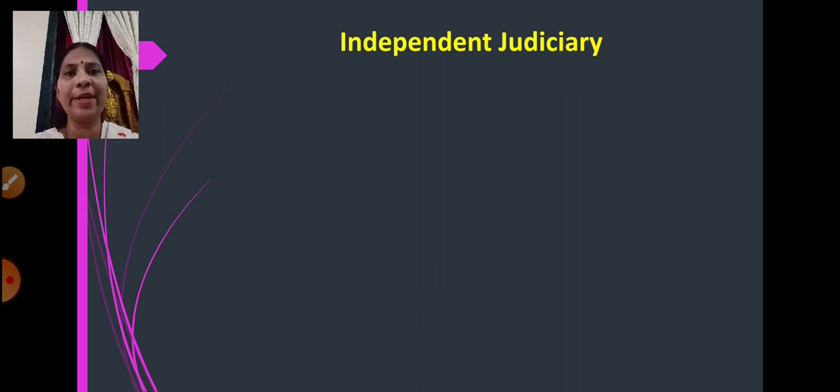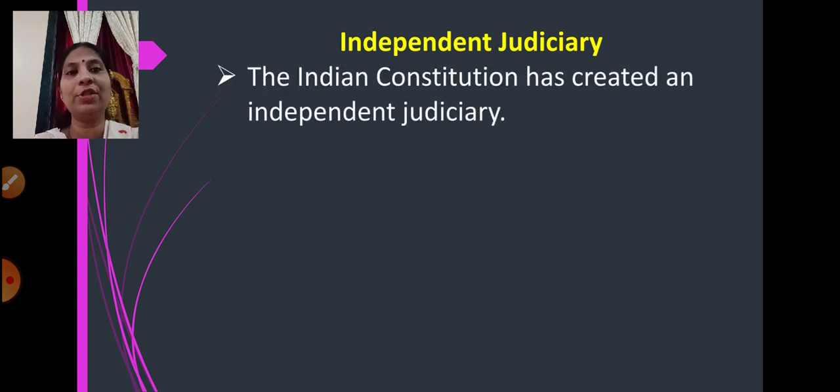Fine, going ahead. Now next what we are going to learn is about the independent judiciary. Now what is the independent judiciary? What we have learned is that the Parliament, also called the legislature, is the law-making body. What about when it comes to giving justice? The Constitution of India has created an independent judiciary.